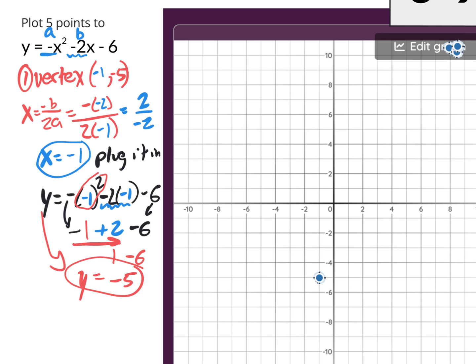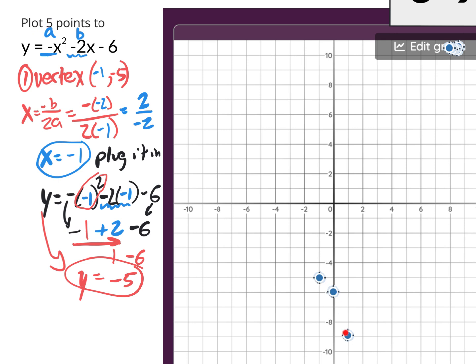Now, after that, you ask yourself, is this opening up or down? Because the a value is negative, it's opening down. And the a value is -1, so that means that we could use the pattern 1, 1, 2, 4, 3, 9. Now notice that the instructions here say plot 5 points. I wonder why instead of 7. Well, think about it. If you're using the pattern 1 over, 1 down, you'd be right there. And then if you use the next part, 2 over, 4 down, 1, 2, 3, 4 down. And if you try to do that last one, 3 over 9 down, you're going to be off this graph. So that's why it only says to plot 5 points, right?